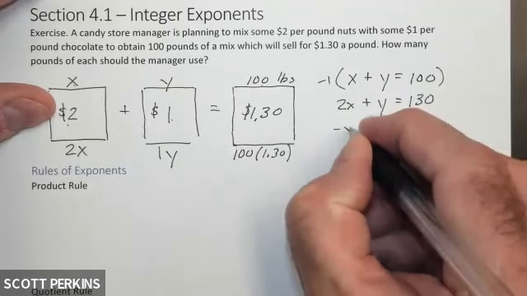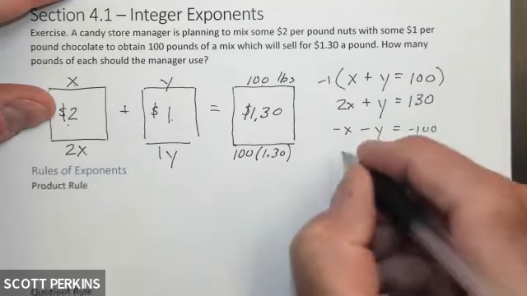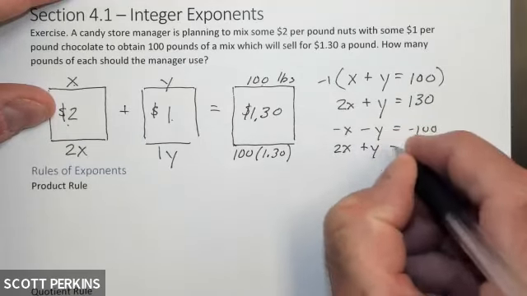So when I do this, the top equation becomes -x minus y is -100. The next equation stays the same. I'm not doing anything to it.